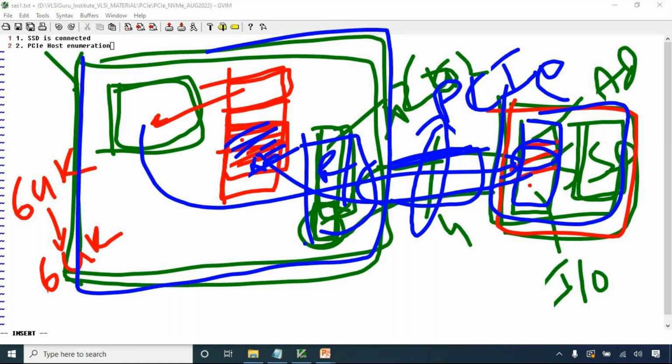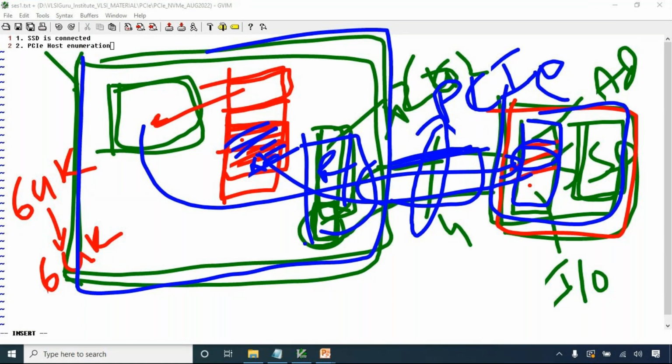Till this point, what has happened? I have only read the information about my configuration space. Okay. Now comes the second aspect. The second aspect is every SSD device would have an associated NVMe controller. So NVMe controller, as I said, can be of two types. One can be an administrative controller, or one can be an IO controller.